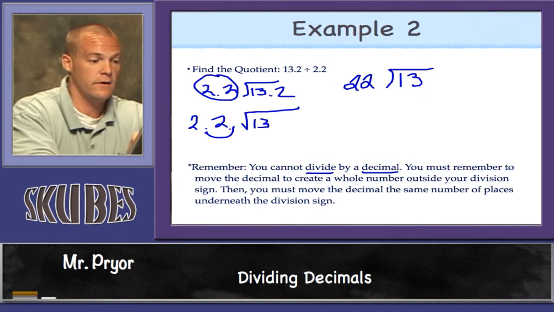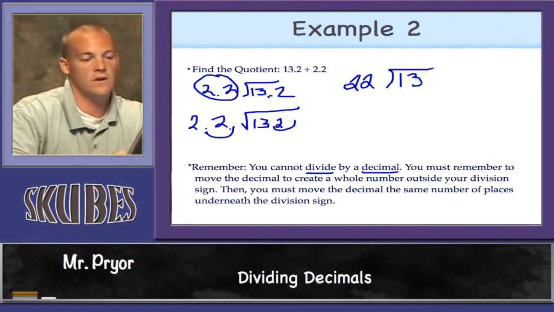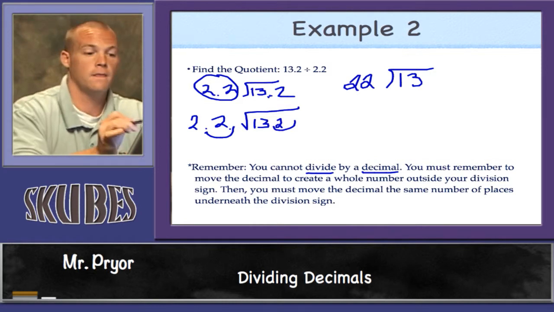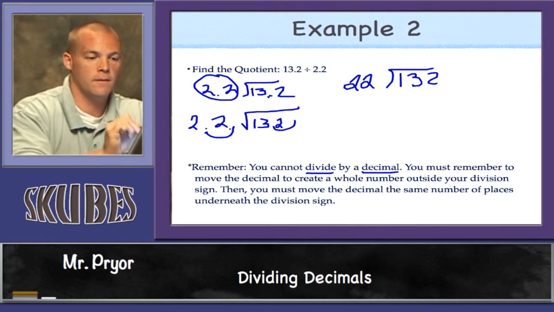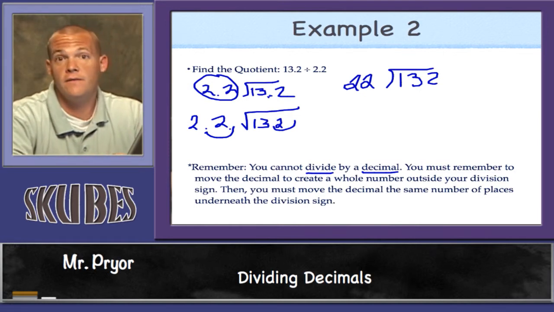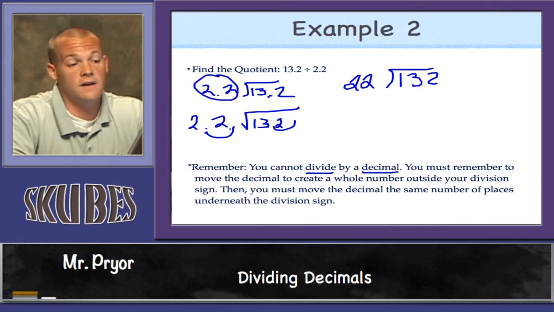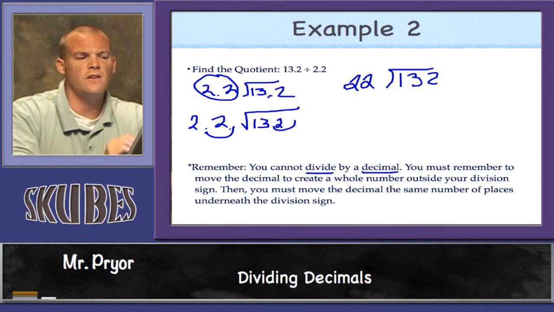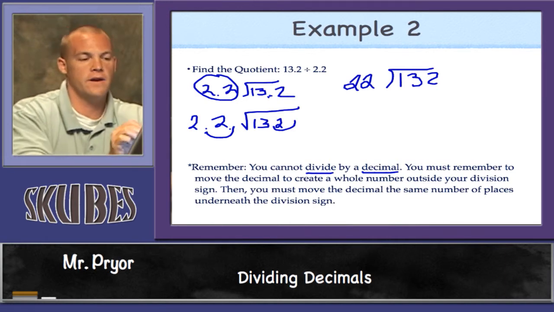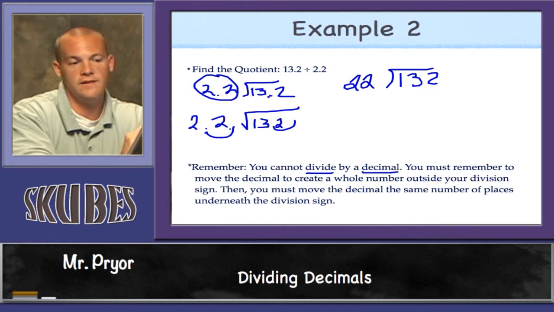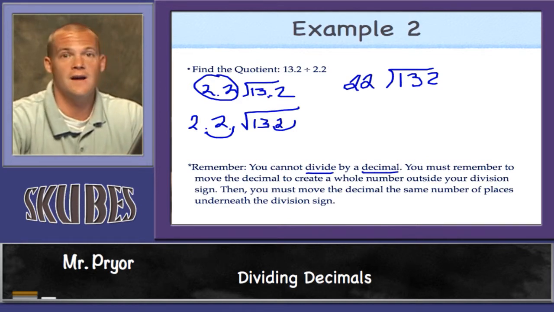So it was here. Now it's going to move one place to create 132. So I'll go ahead and finish that off up here. And now we're ready to divide. 22 divided into 132. So looking at this problem, we can see right away that 22 can't go into 1, it can't go into 13, so we're going to need to figure out how many times it goes into 132.